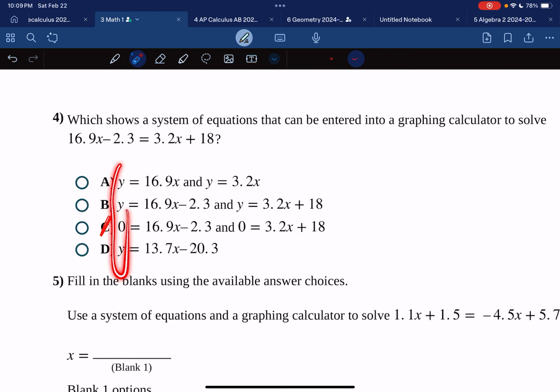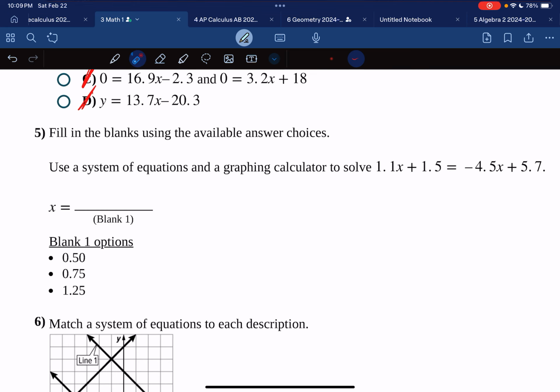All of these have a y equal to for A, B, and D. However, this one is just one equation, and this is like half of the first equation. It ignores the negative 2.3, and this is half of the second equation, ignores the 18, which doesn't make sense. What's going on with D? D is just 13.7. I think they added, or they subtracted 16.9 and 3.2, and they subtracted 2.3 and 18. Okay, you don't combine them that way. It's a good guess, but no. The correct answer, if you haven't figured it out, is B, because you just want to set y is equal to that side, y is equal to that side. All right.